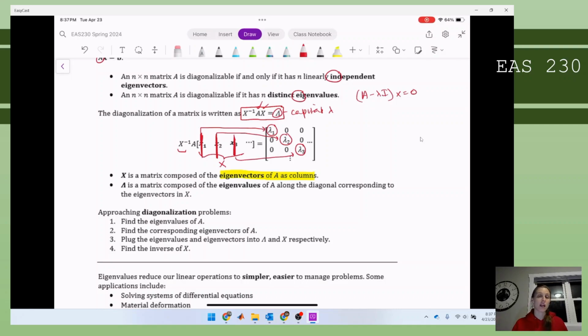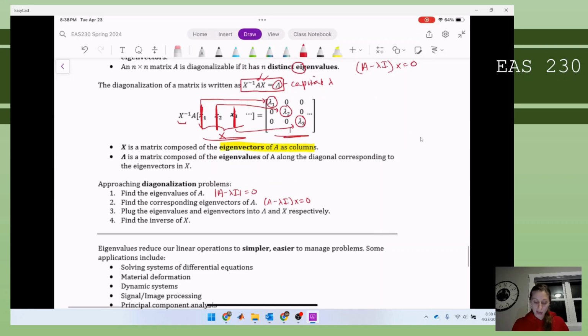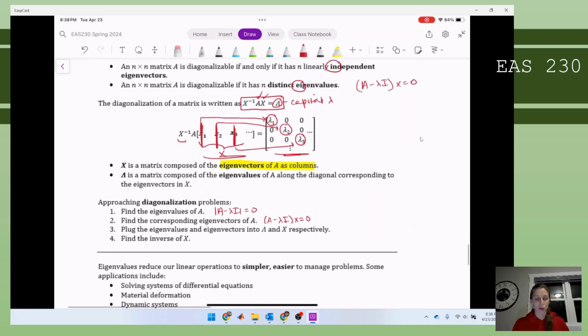So if I want to find the diagonalization for an A matrix, I'm first going to find the eigenvalues of A using my characteristic equation: A minus lambda I, set the determinant equals 0. Then find the corresponding eigenvectors by saying A minus lambda I, x equals 0. Plug in my different lambdas. Then I can take those values, plug them into lambda and X, respectively, find the inverse of X, and write my diagonalization. And that is how we do the diagonalization of a matrix.